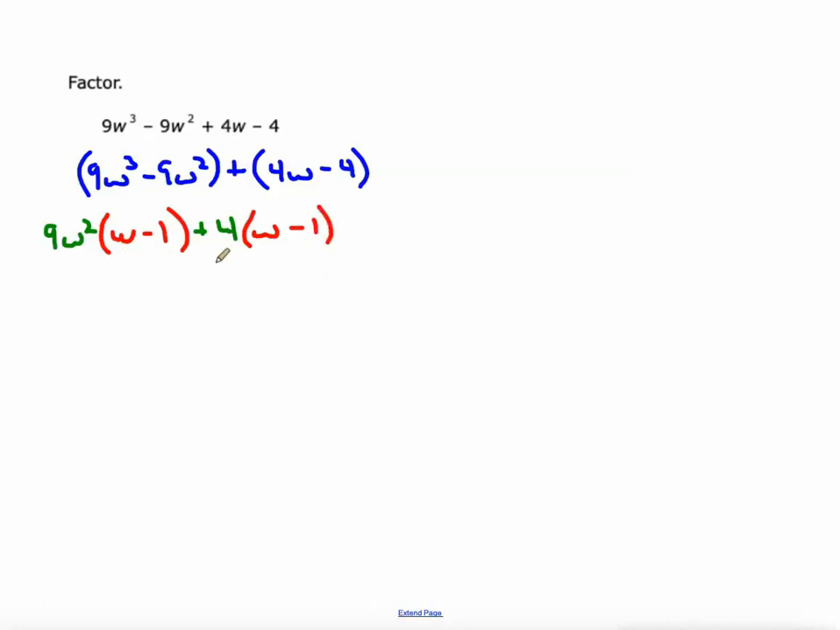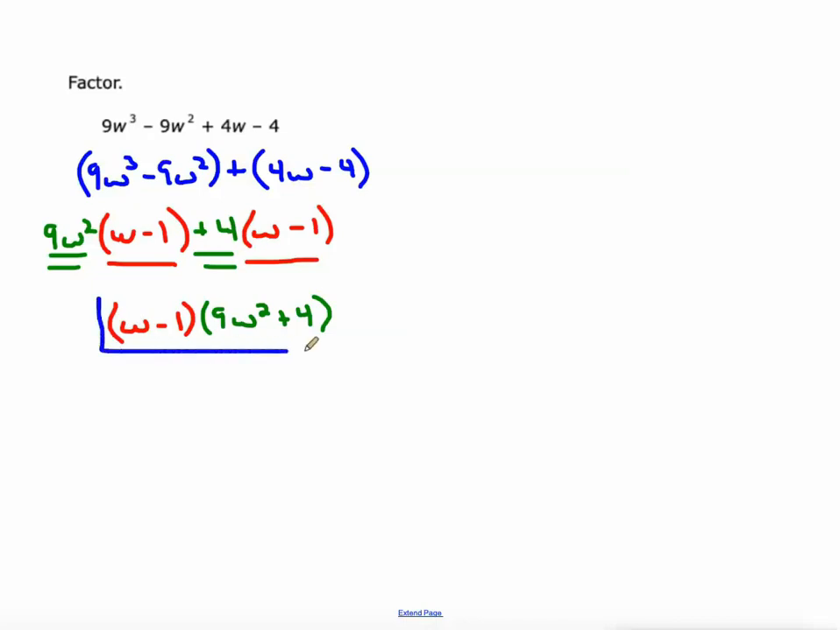Notice inside the parentheses in the red there, we get the same expression. That won't always be the case every single time that you've got 4 terms. You can't always factor it. But again, not trying to trick anybody with these examples today. So w minus 1 is one of our factors. The other factor is this 9w squared plus 4. And that's our factorization of the original polynomial. If we multiply this times this, we will get this.